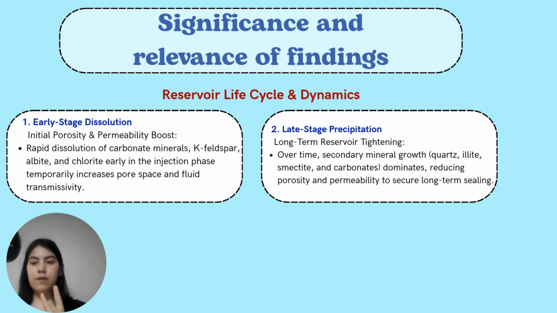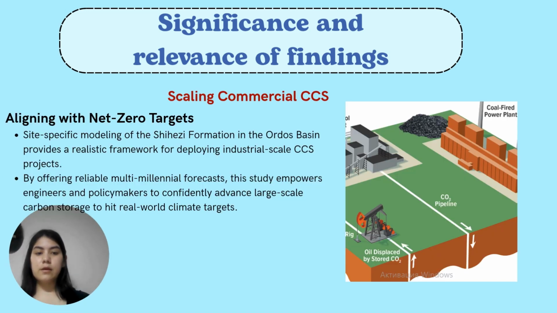So as we go to the next slide, it talks about reservoir life cycle and dynamics, where it maps the reservoir's two-phase life cycle. Early acid dissolution temporarily opens up the rock to boost flow, while the late-stage mineral precipitation gradually tightens it back up over time, giving engineers a clear roadmap for long-term storage capacity. And the last one, scaling commercial CCS, where we talk about the real-world data from the Shihezi formation. This research bridges the gap from lab tests to field development, giving engineers and policymakers the confidence to scale up industrial CCS and the net zero targets.